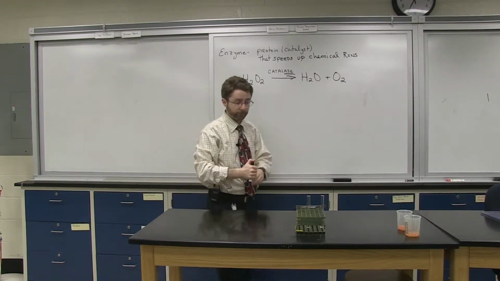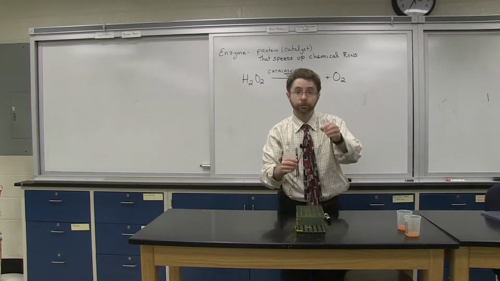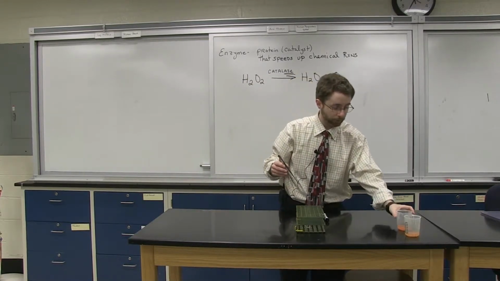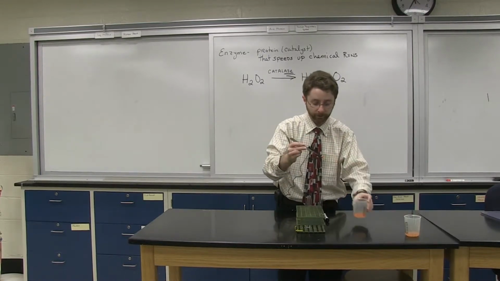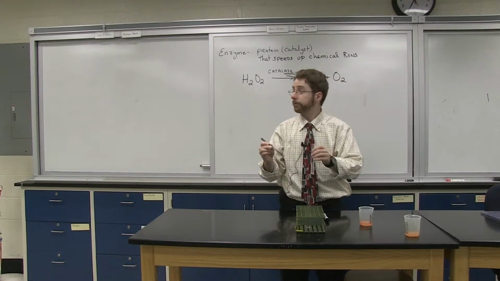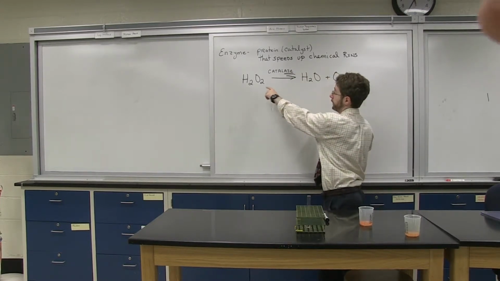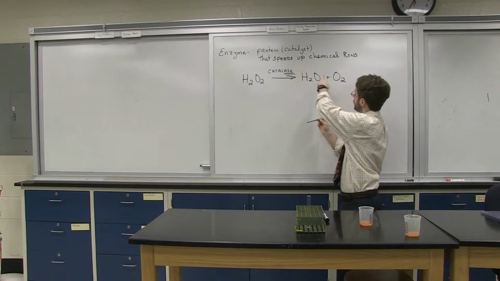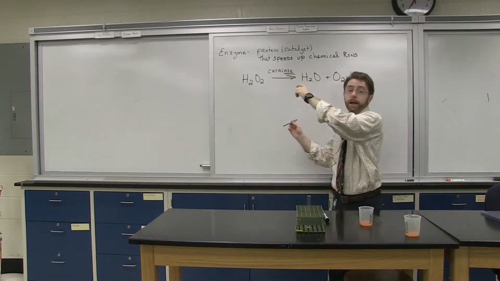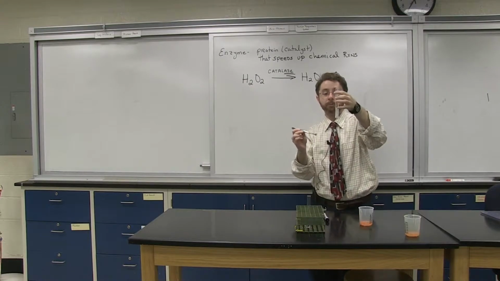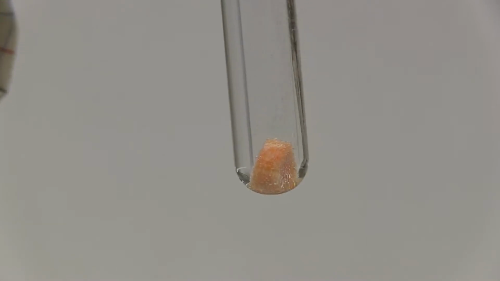And to demonstrate that to you, I have here some hydrogen peroxide, and I'm going to add a piece of carrot. And when the carrot hits the hydrogen peroxide, we're going to generate oxygen, and you're going to see that oxygen in the form of bubbles. So in it goes, and if you look, you can see that there are bubbles starting to form, hence I'm generating oxygen.